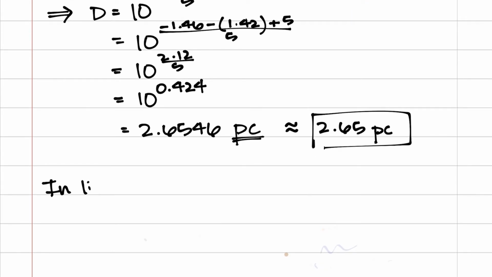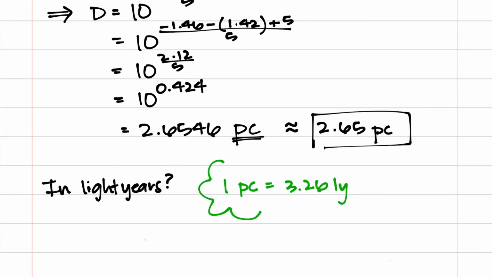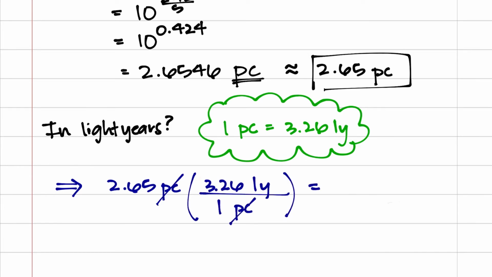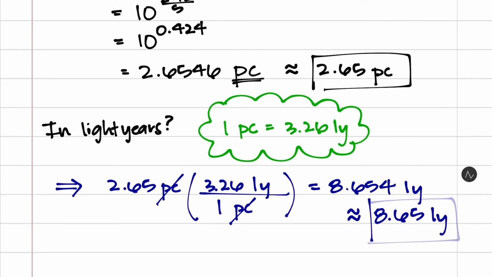But how much is this distance in light years? Remember, 1 parsec is equal to 3.26 light years, so we'll use that as our conversion factor. 2.65 parsecs times our conversion factor, with 1 parsec in the denominator to cancel out the parsec in our original number, and 3.26 light years in the numerator. So we multiply 2.65 by 3.26 and get 8.654 light years. Rounded to 3 significant figures again, since we only had 3 significant figures in either of the 2 original magnitude values, we have 8.65 light years.